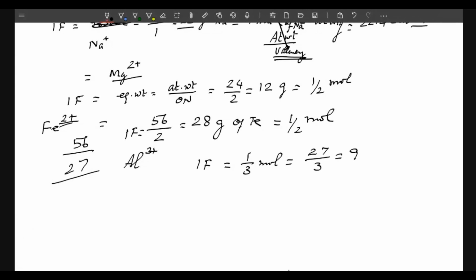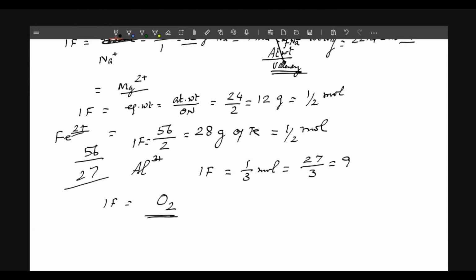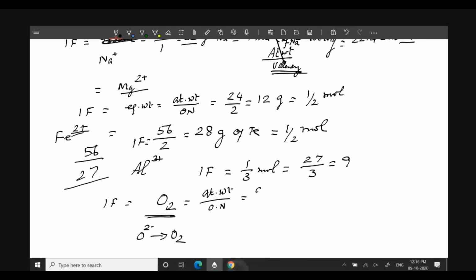Now, 1 Faraday of current would be evolving oxygen. How much oxygen would be evolved at STP condition? Oxygen is a gas. First of all, you can give in terms of weight, then you can give in terms of the volume. What is the equivalent weight? Atomic weight divided by the oxidation number. This oxygen is obtained from O2 minus converted into O2. Therefore, two oxygen.